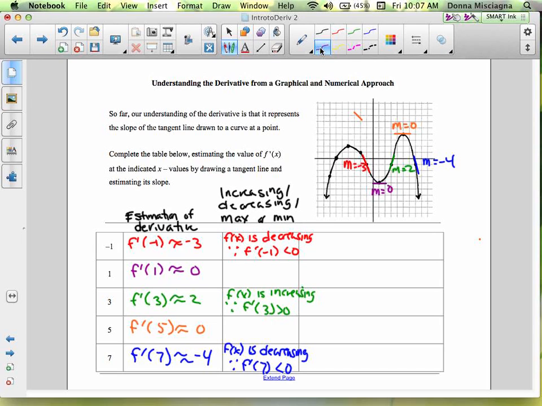So let's see, at 1, right? So if we look at the graph, f of x was decreasing, f prime of x was negative, and then f of x is increasing, f prime of x is positive. So this is a relative min because f prime of x changes sign.